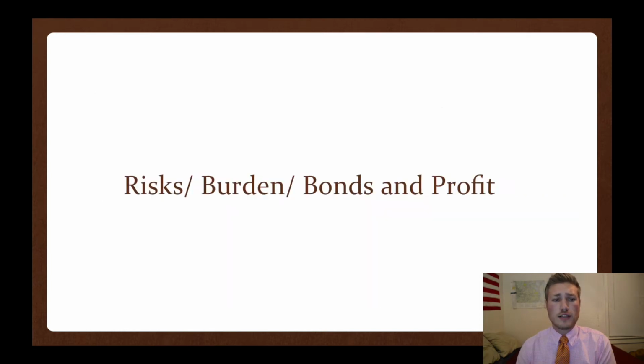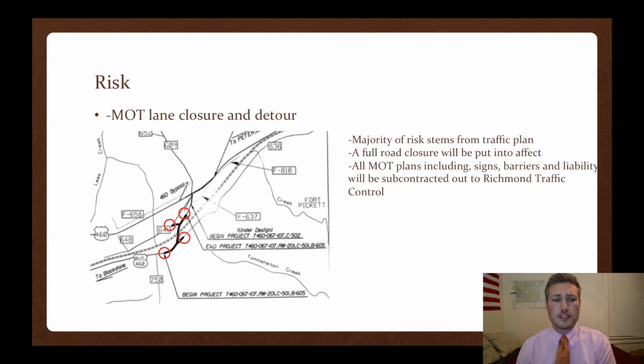So now we're going to go ahead and talk about the risk that's associated with this project. The main risk that I came up with was the MOT lane closure and detour that we're going to have to put in place. Whenever you're dealing with traffic, there's always going to be some sort of risk and liability that comes with it. To mitigate this risk, we're going to go ahead and sub out this work to Richmond Traffic Control. They'll be responsible for all the MOT plans, including signs, barriers, and liability for the full lane closure.